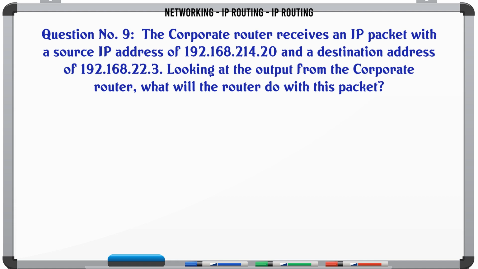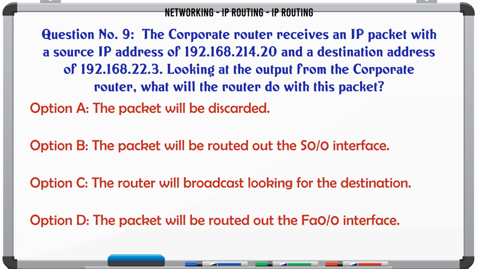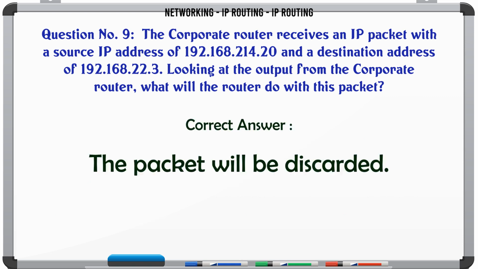The corporate router receives an IP packet with a source IP address of 192.168.214.20 and a destination address of 192.168.22.3. Looking at the output from the corporate router, what will the router do with this packet? A. The packet will be discarded. B. The packet will be routed out the S0/0 interface. C. The router will broadcast looking for the destination. D. The packet will be routed out the FastEthernet 0/0 interface. The correct answer is the packet will be discarded.